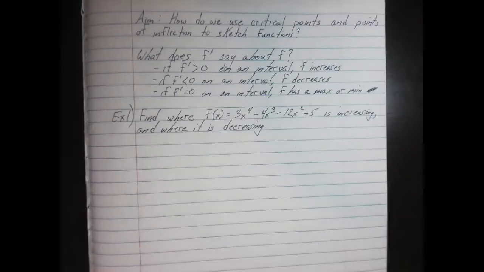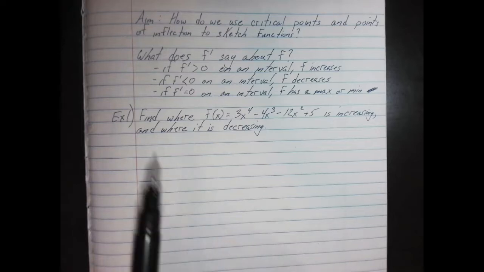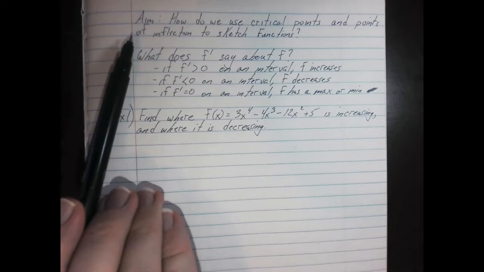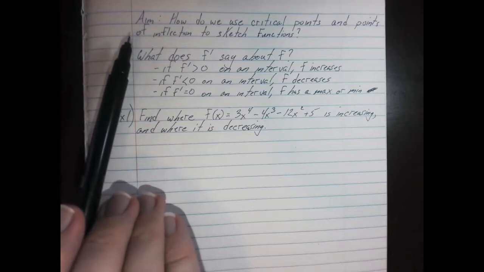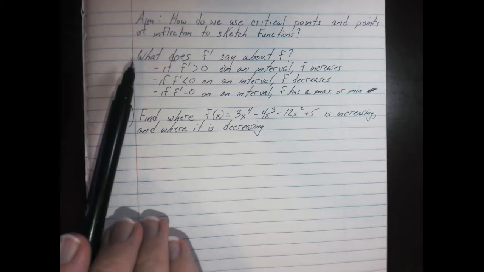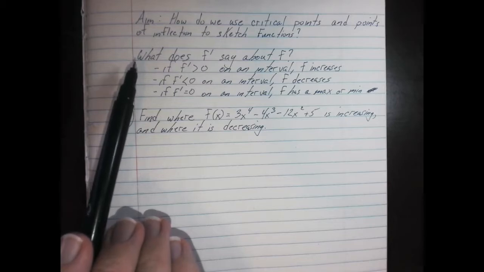Let's look at what we're doing today. Our aim today is how do we use critical points and points of inflection to sketch functions. Now you've already read the chapter and you might have a couple of questions, but we're going to take it one step at a time. First off, we're going to talk about what the first derivative says about the function.